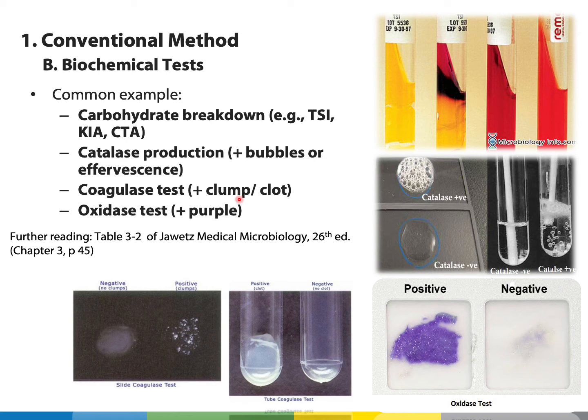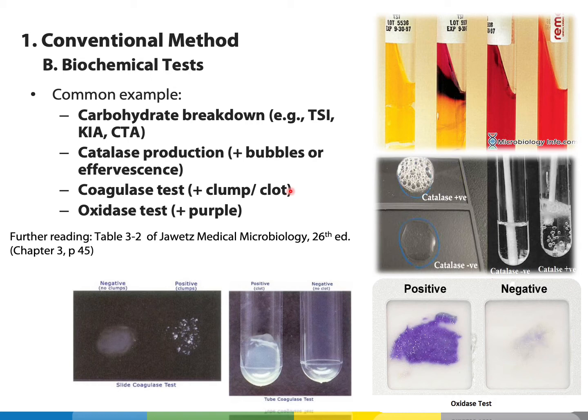Another common biochemical test is catalase production. A positive reaction is bubbles or effervescence. Catalase production detects the enzyme catalase, which catalyzes the conversion of hydrogen peroxide to water and oxygen. When a colony is placed in hydrogen peroxide, there is a liberation of oxygen as gas bubbles that can be seen. The test is particularly useful for differentiating Staphylococci from Streptococci. Staphylococcus produces a positive result while Streptococcus produces a negative result.